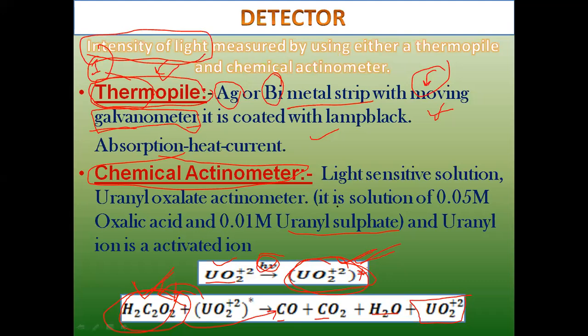Okay, so these are the two methods for the determination of intensity of light. First is the thermopile, by using the galvanometer. And then the chemical actinometer, which plays a vital role in photochemical reactions.